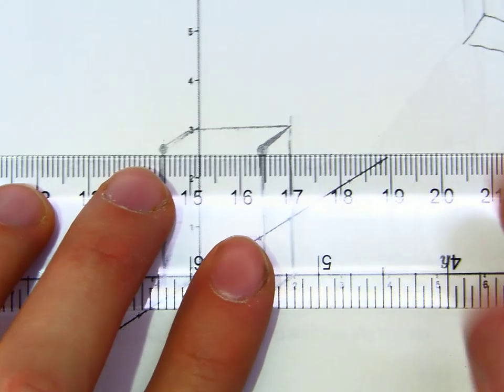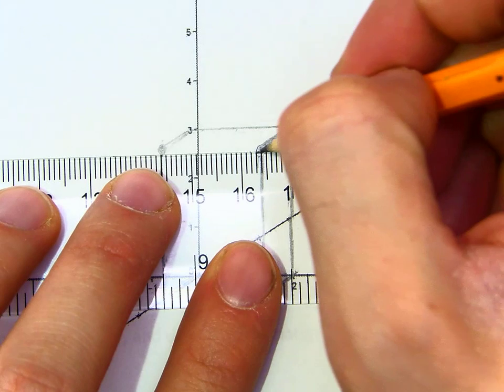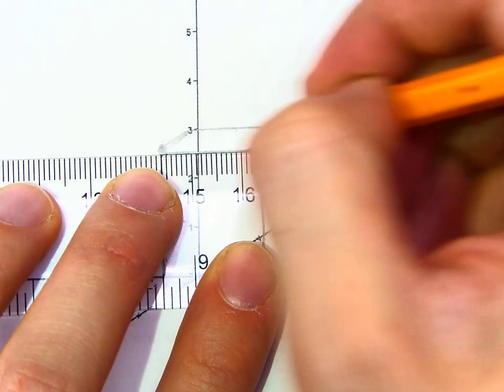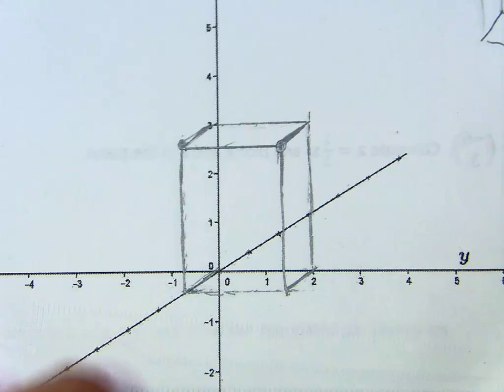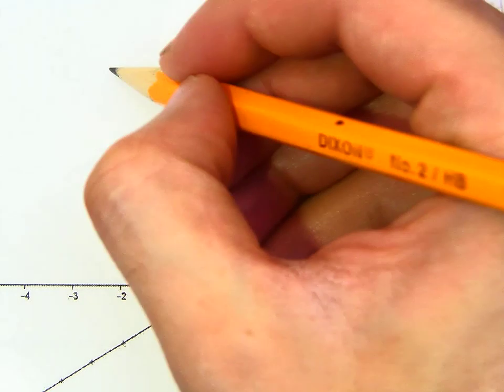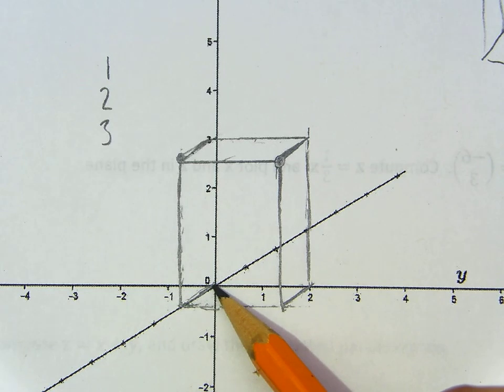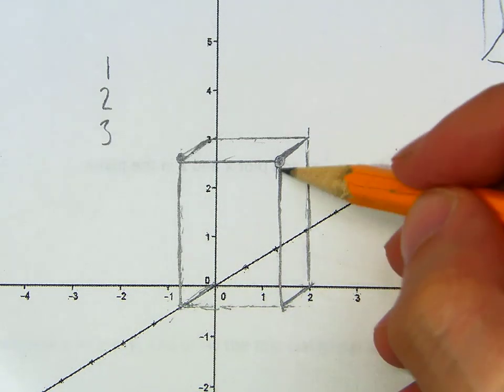Right. So it should look like this. Okay. Now that doesn't look too bad, right? So this is the point 1, 2, 3. And the idea is you go 1, 2, and 3 up.